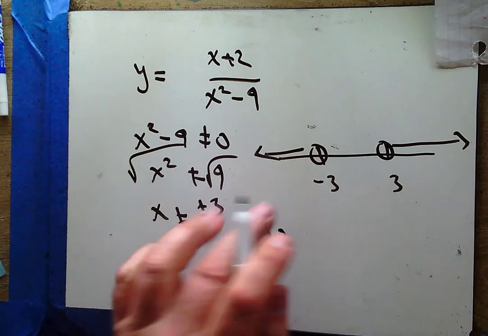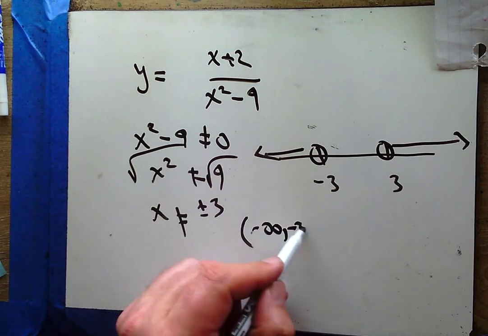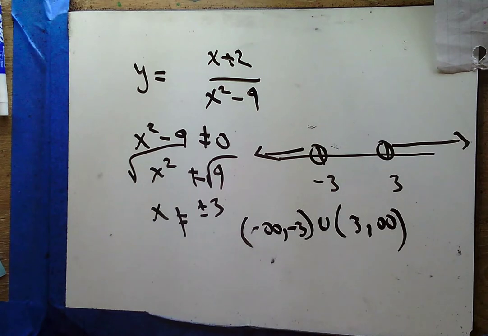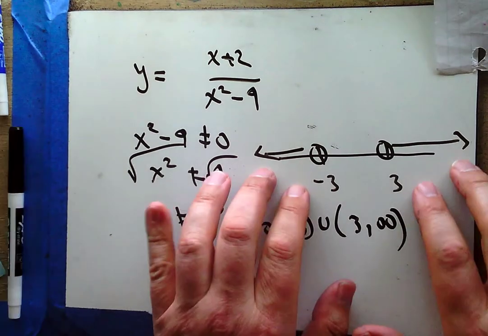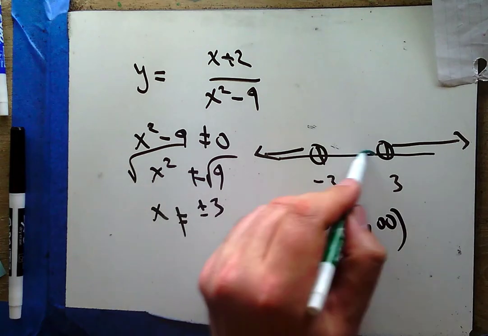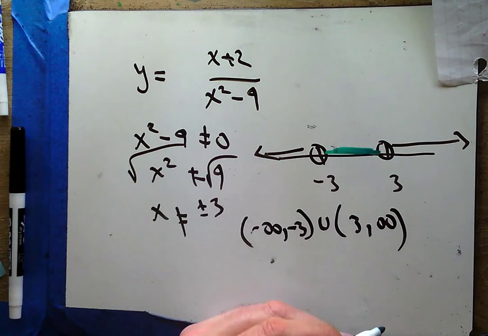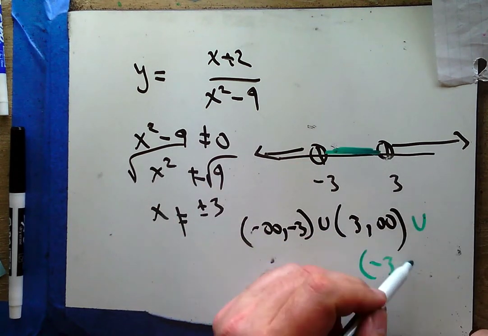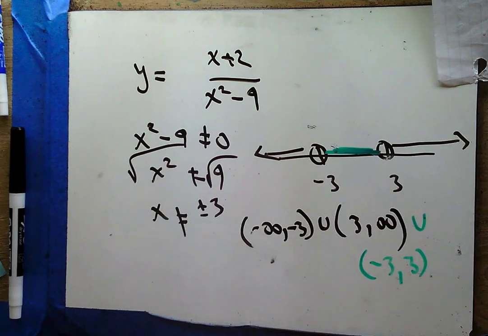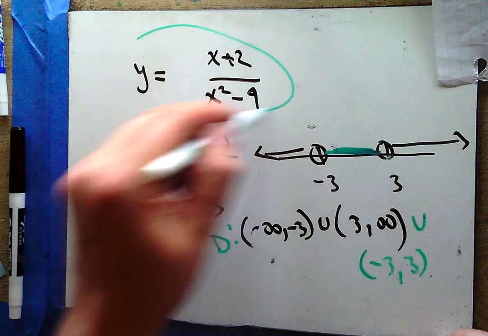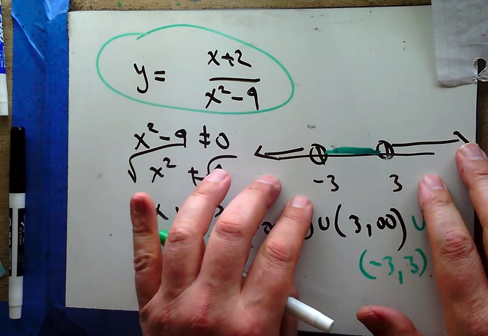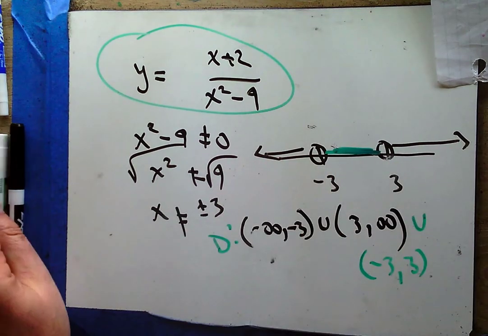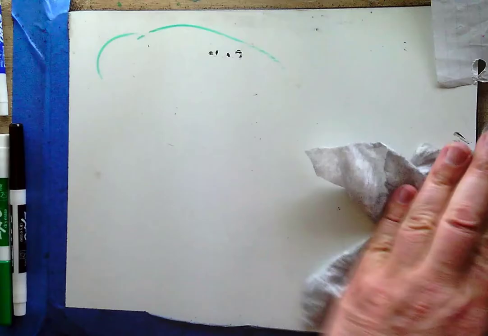They say -infinity to negative 3, union 3 to infinity. And I think because students so often write that, that's why I like showing the number line version. Because look, x can be these numbers as well. It's just this number and this number that we can't be. So there's another union here with negative 3 to 3 on it. Okay, that's the domain for this function. So you might want to draw out the number line, show what x can't be so that you can see all the places x can be, and then describe them with interval notation.